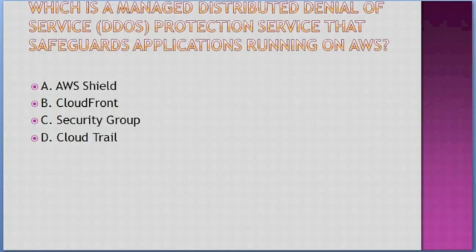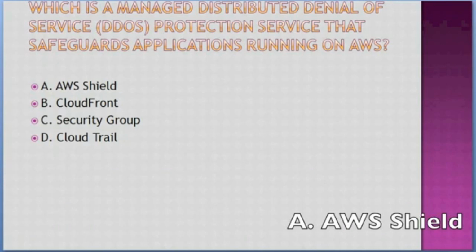Which is a managed distributed denial of service, DDoS, protection service that safeguards applications running on AWS? A, AWS Shield. B, CloudFront. C, Security Group. D, CloudTrail. Answer A, AWS Shield.